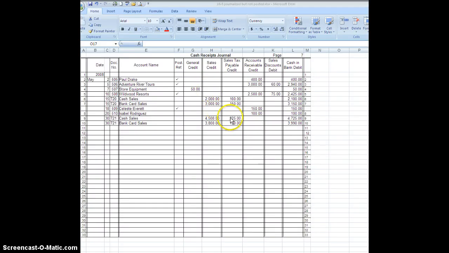So the next thing we're going to do is look at this general credit column. And again, I'm going to highlight that for you so you know which one we're talking about. Your general credit column, along with accounts receivable, needs to be posted individually. In this particular problem, we only have one thing in the general credit column, which is $50. And that account is store equipment.